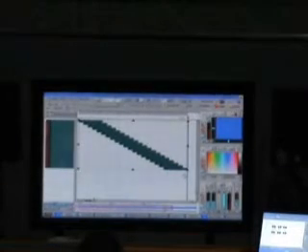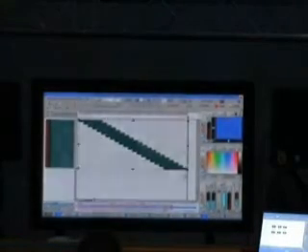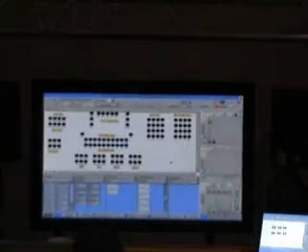Okay, so, next, let's have a look at patching. So, the console, the T2, has 16 universes of DMX. They're all processed on board. There are 4 DMX ports on the back. The rest appear over Ethernet.